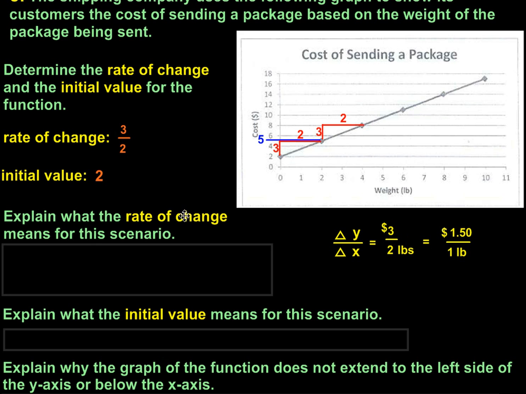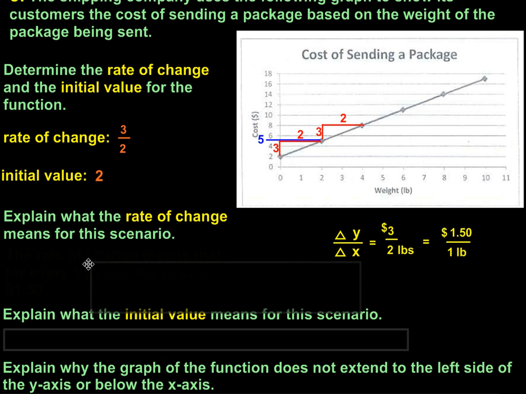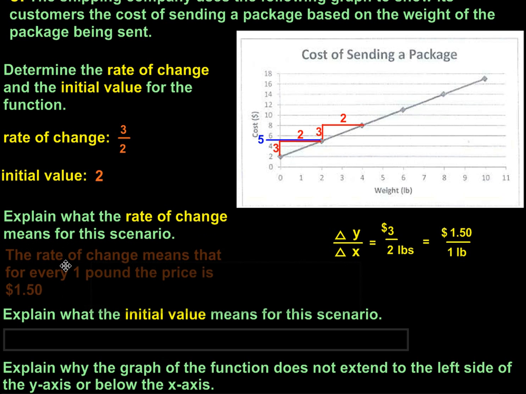So if we explain what the rate of change means for this scenario, it simply means that for every 1 pound, the price is $1.50. Looking at it this way, for every 2 pounds, the price is $3.